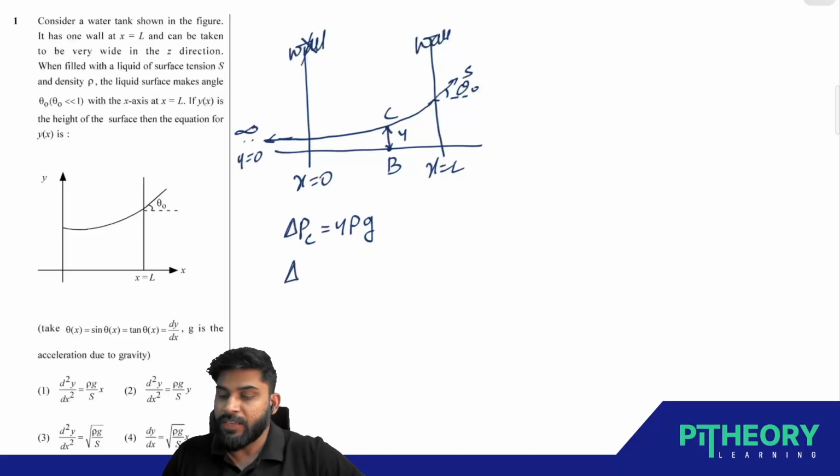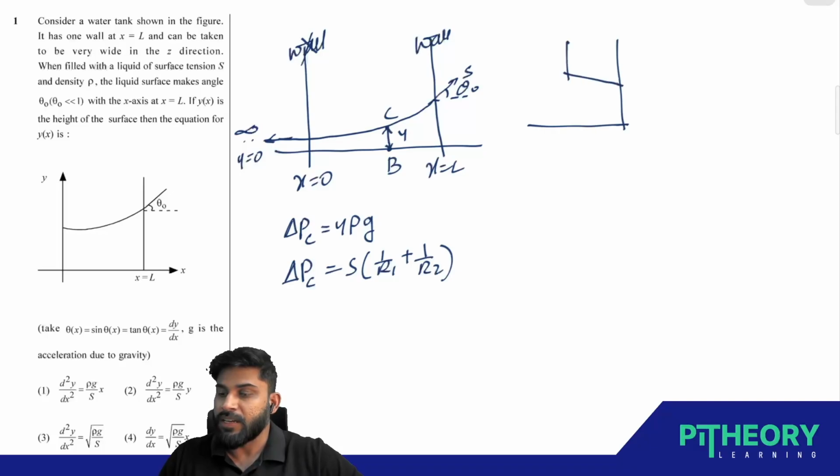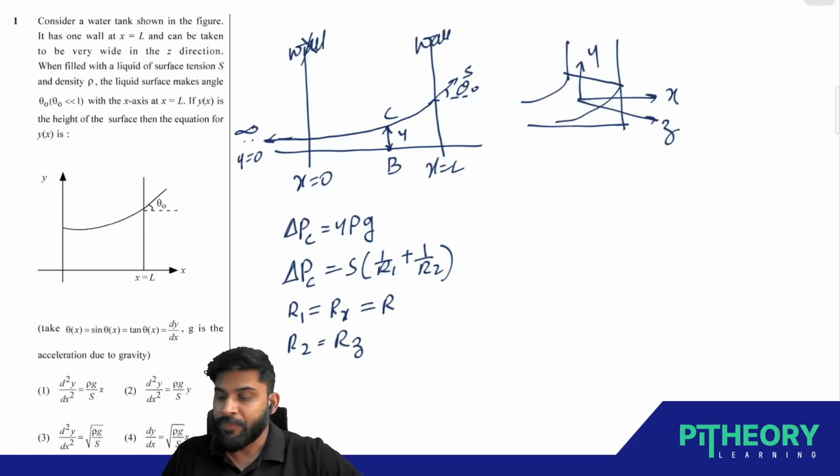Now, in one more way, we can write this pressure difference at the point C, in terms of radius of curvature and surface tension. You can write this relation: S into 1 by R1 plus 1 by R2. So if we have the tank like this, the liquid column is like this. This is the x-axis, this is the z-axis, and this is the y-axis. R1 you can write as Rx, let's say it is R. R2 you can write as Rz, and that is equal to infinity, because the tank is essentially wide along the z direction. There is no curvature there.